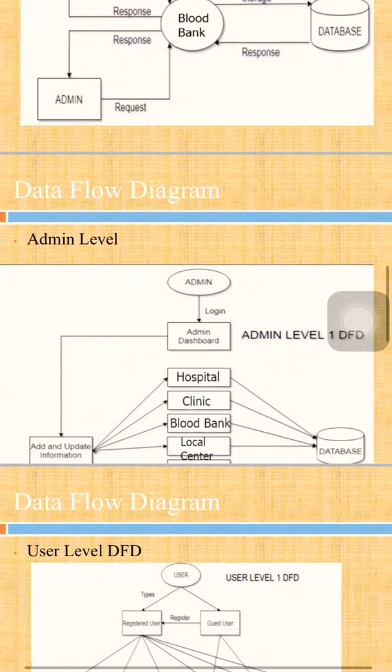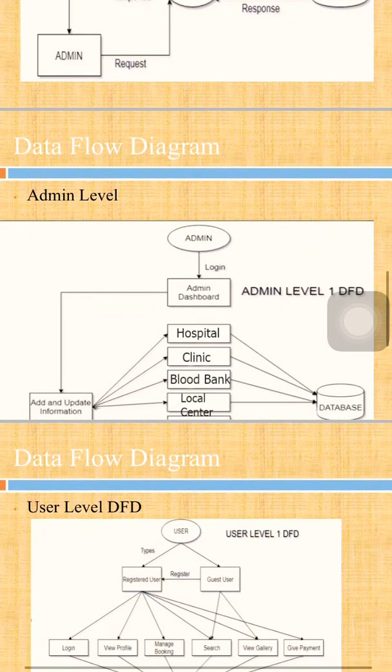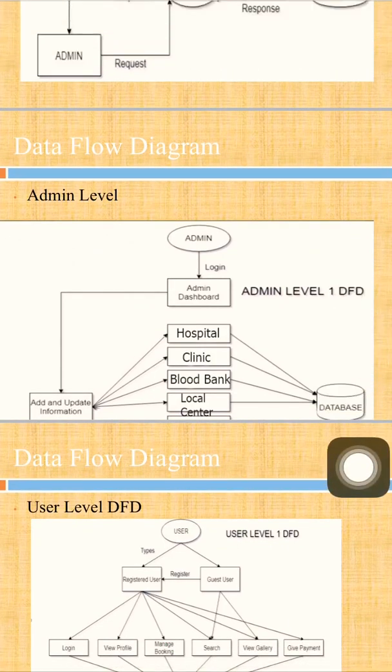Now comes the second data flow diagram, which is the admin level DFD: the admin logs into the admin's dashboard, then the admin adds and updates the information and gives it to hospitals, clinics, banks, and local centers, which is further stored in a database.